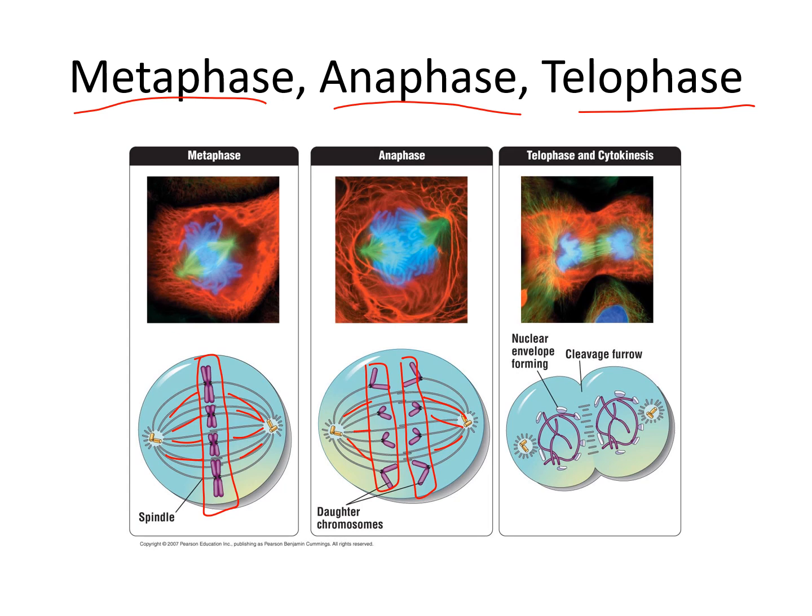The last stage is telophase, and telophase is exactly the opposite of prophase. In telophase, the chromosomes are going to start unwinding, the nuclear envelope is going to start reforming, and you're going to see the spindle fibers disappearing.